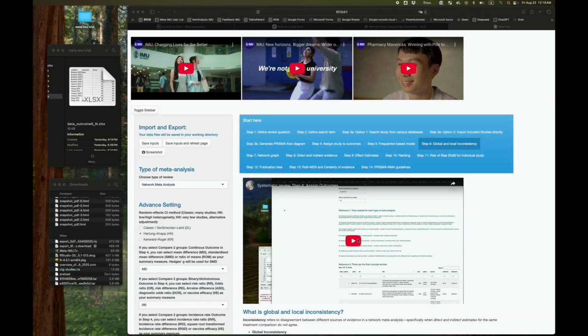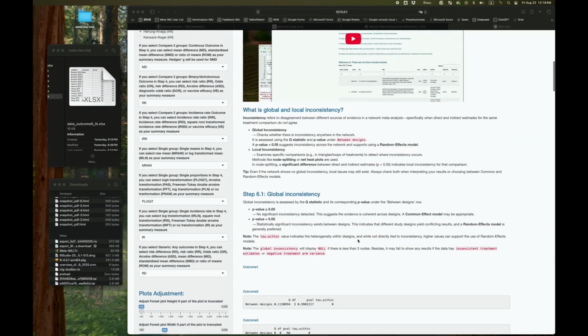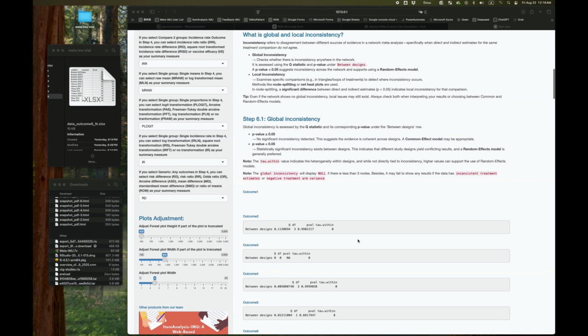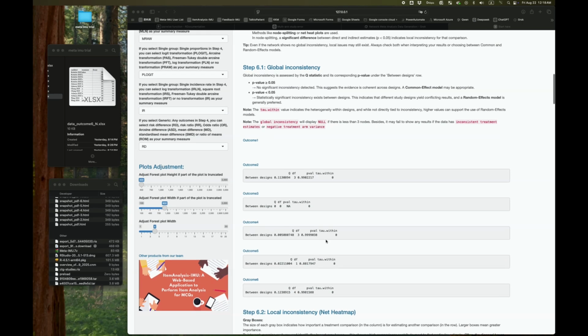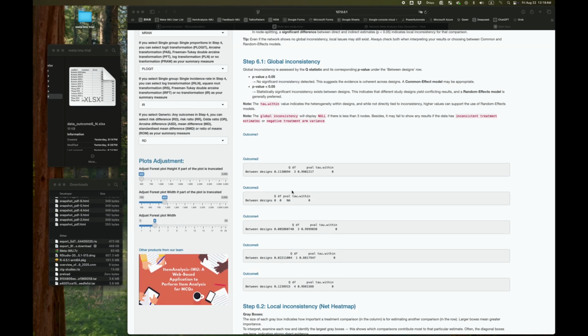Step 6.1 will show the assessment of global inconsistency. The Q statistic and p-value will allow us to decide if there is inconsistency between the studies. If you find that the results appear as null, it may indicate that you only have 2 treatments in your analysis. In this case, this outcome is not really a network meta-analysis but a standard meta-analysis. Hence, global inconsistency cannot be calculated.